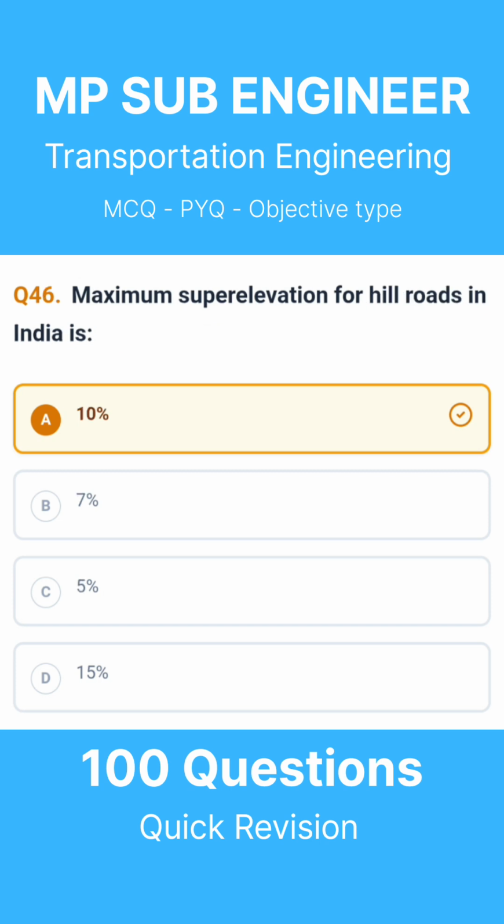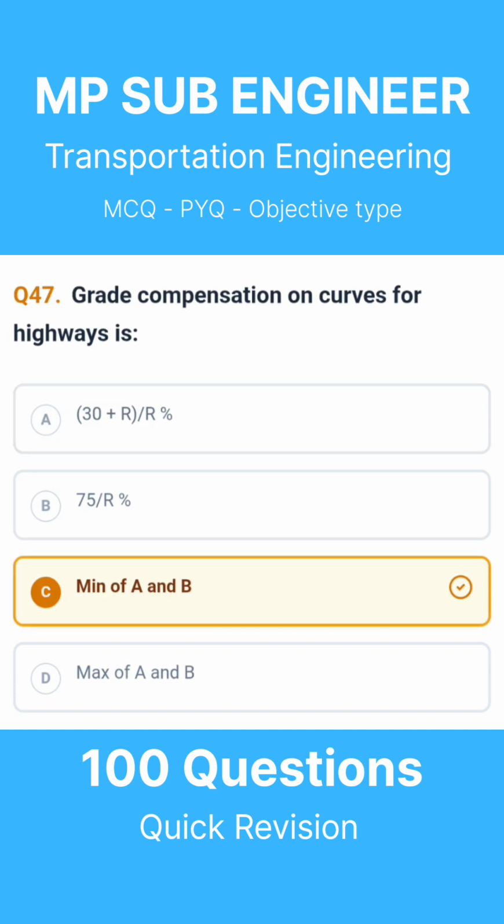Question 46. Maximum superelevation for hill roads in India is. The correct answer is 10%. Question 47. Grade compensation on curves for highways is. The correct answer is minimum of A and B.